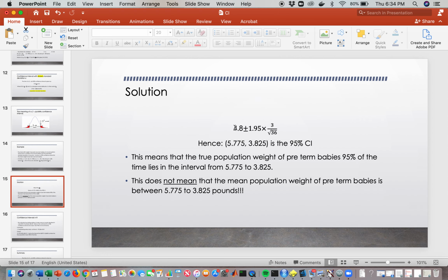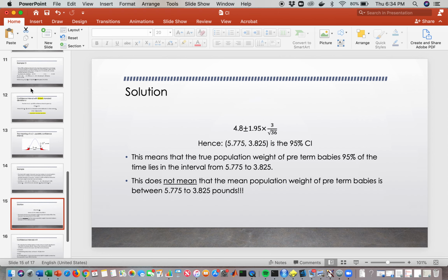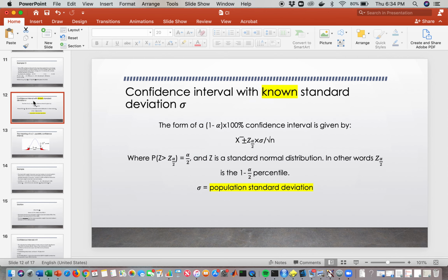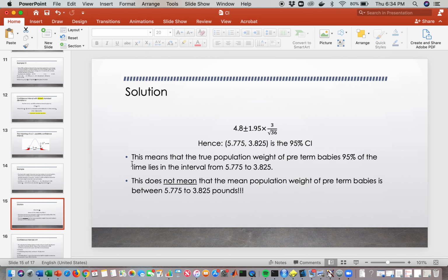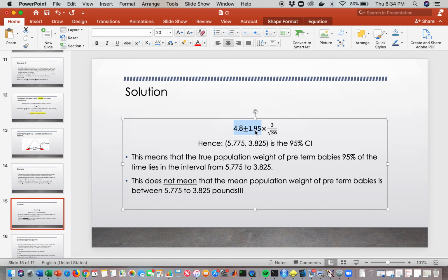So when I plug it into the formula for the shortcut, because I want the confidence interval, I just look at this equation right here: x bar plus or minus z alpha over 2 times sigma over root n, and I plug in that information. I plug in 4.8, I plug in the 1.95, I plug in the standard deviation, I plug in the sample size, and I get this number, 5.775 to 3.825. And I should have these numbers reversed.